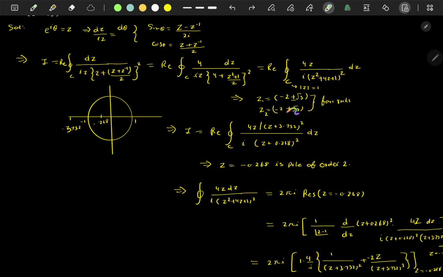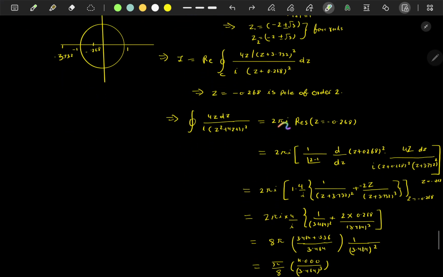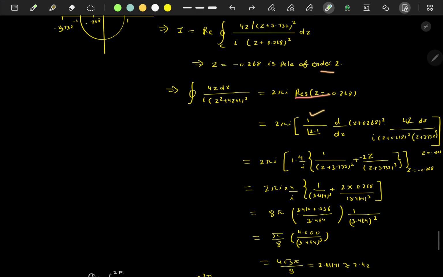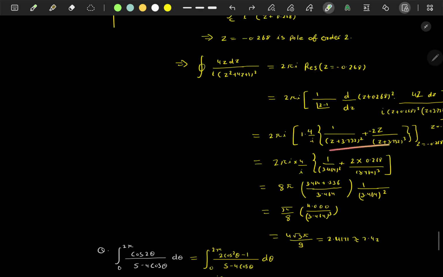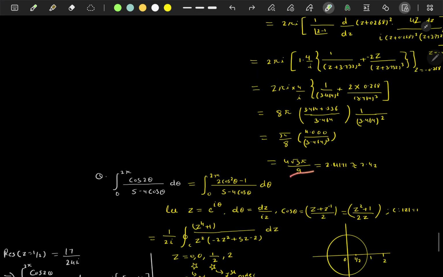So problematic points are these. These are the problematic points. So pole of order 2, 2 pi iota sum of residues. So for a pole of order 2, solve like this, and when you are doing the same process that I explained to you earlier, you will reach at this point.